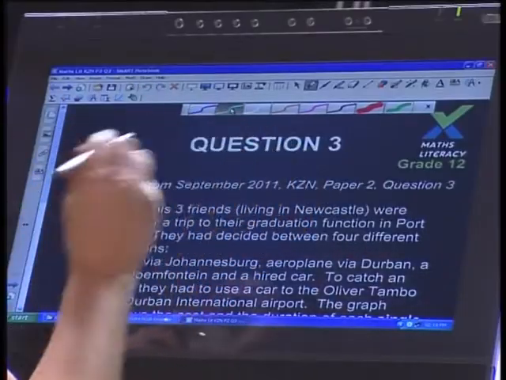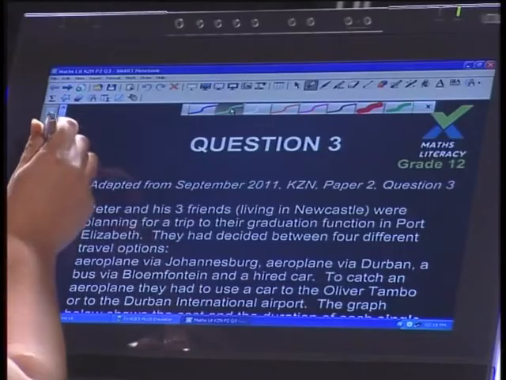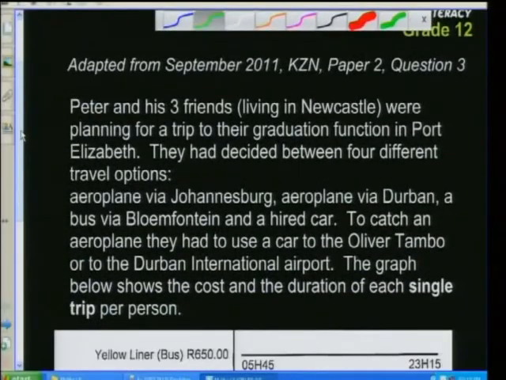Right, in the meantime, we're going to go through question 3 in the KwaZulu-Natal paper from September, their prelims, the September of this year. I'm going to read through all the information, and then we're going to start analysing the questions. So, I have Peter and his 3 friends.